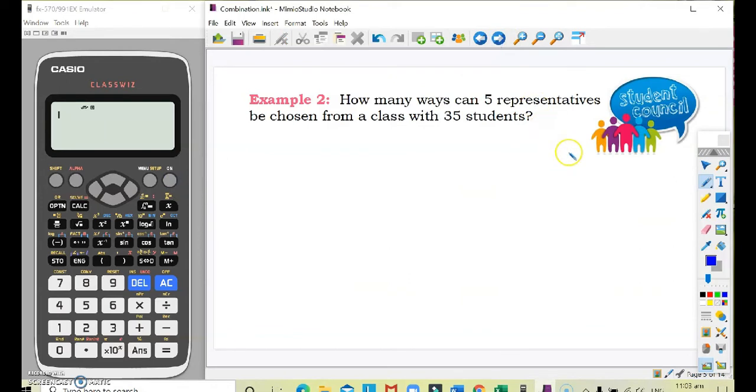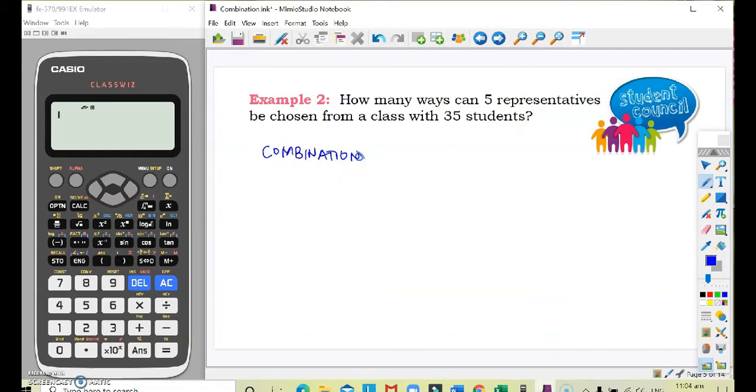Let's have another example. There are also examples such as this. This is something that's familiar. How many ways can 5 representatives be chosen from a class with 35 students? The 5 representatives that we're going to choose from will not be ranked nor placed in a position. That means this is a combination problem.